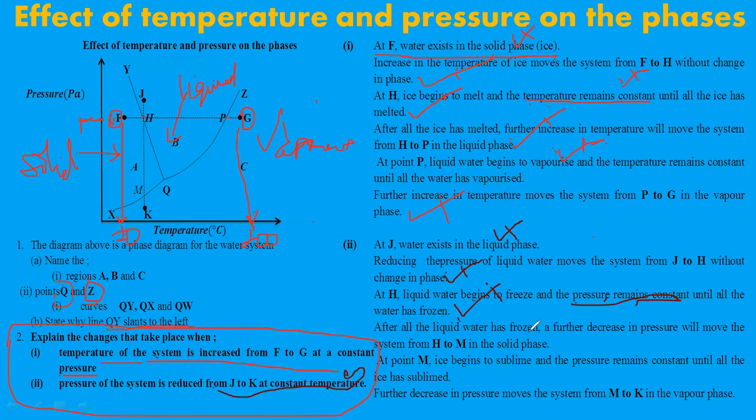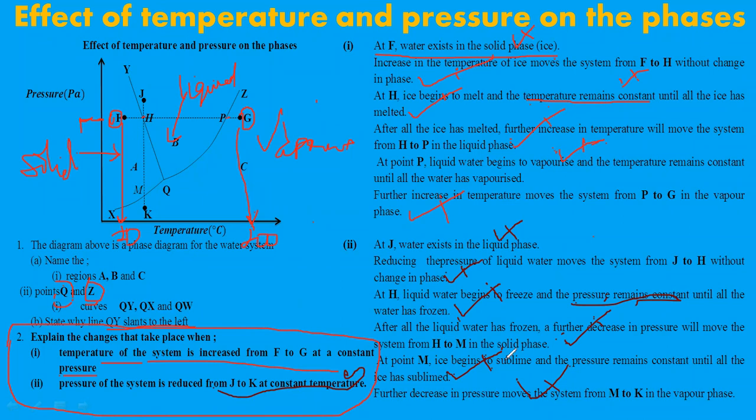Now, after all the liquid water has frozen, a further decrease in pressure will move the system from H to M. This is point M, in the solid phase. You get it? Then at point M, what happens? Solid water begins to sublime, to vaporize. So ice begins to sublime at this point, changing to vapor, and the pressure remains constant until all the ice has sublimed. Then a further decrease in pressure will move the system from M to K in the vapor phase.